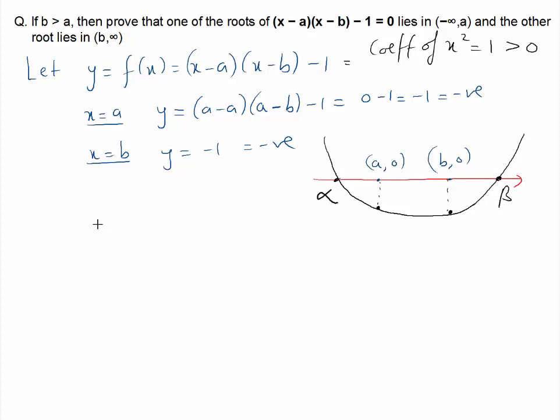Now we can clearly see that one root is less than a and the other root is greater than b. So alpha is less than a and beta is greater than b. So alpha belongs to minus infinity to a and beta belongs to b to infinity. So therefore, one root lies in minus infinity comma a and the other lies in b comma infinity.